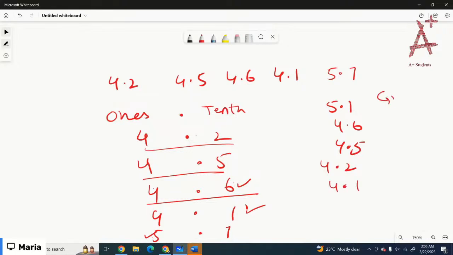That is the greatest one, and that is the least one. See, now they are arranged 5.7, 4.6, 4.5, 4.2, and 4.1. That's how you arrange the decimal numbers.